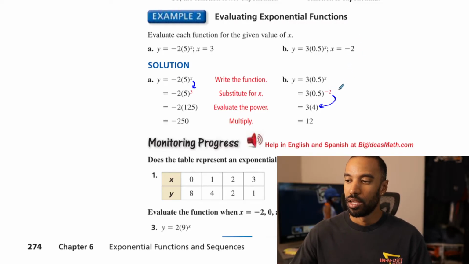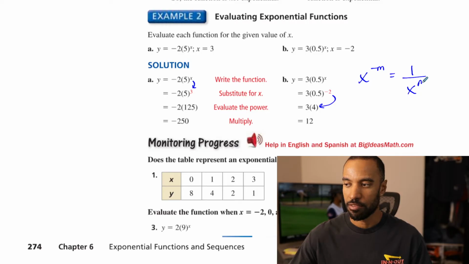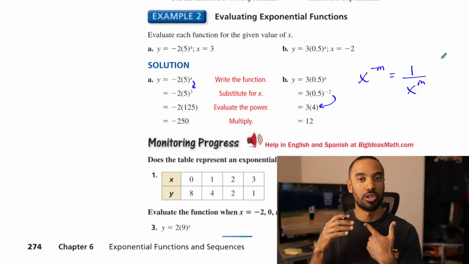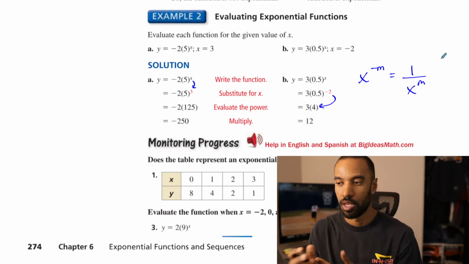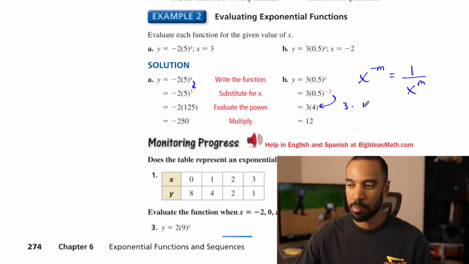okay? Raising to a negative exponent is the same as raising it to a positive exponent if you place it in the denominator, if it turns into division. When you see 3 times 0.5 to the negative second power, that's the same as 3 times 1 over 0.5 to the positive second power.